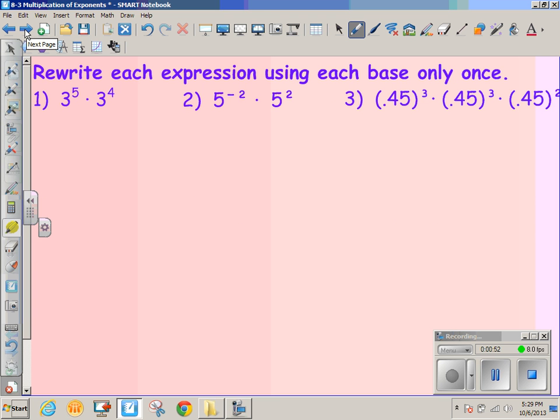Rewrite each expression using each base only once. So the base is going to be the number that we are raising to a power. As you can see on example 1, the base is the same for both numbers. We have 3 raised to the 5th power times 3 raised to the 4th power. If I have 3 raised to the 5th power, that's going to look like 3 times itself 5 times, and then if I continue, I multiply 3 to the 4th, that's going to look like 3 times itself 4 times.